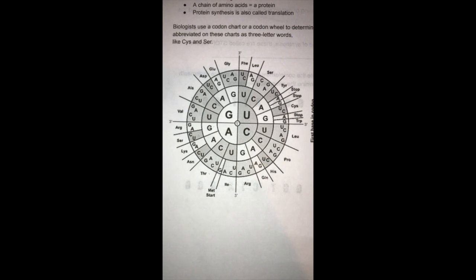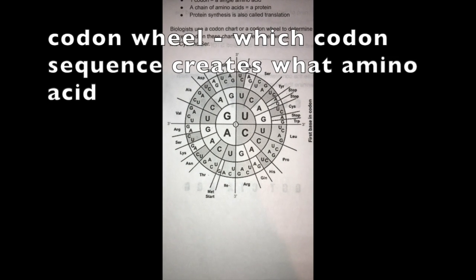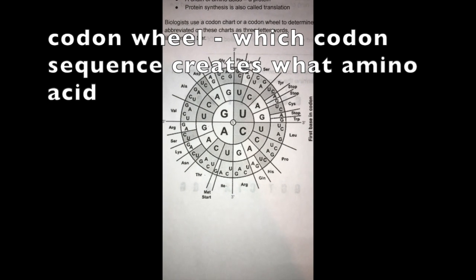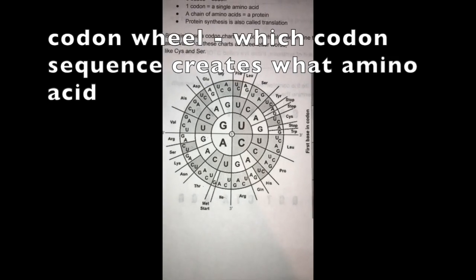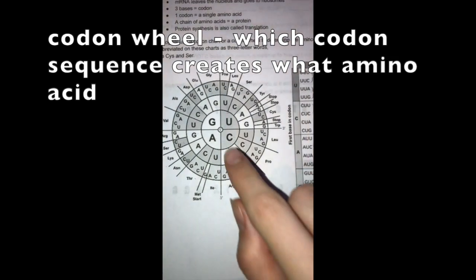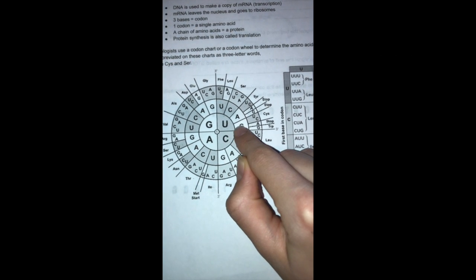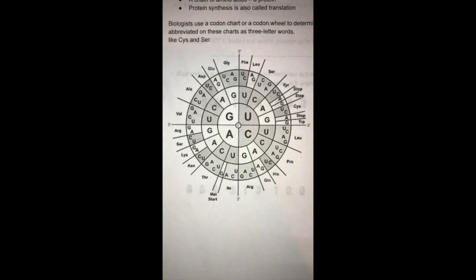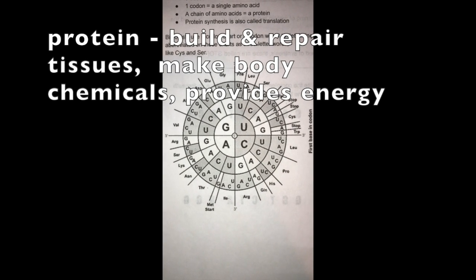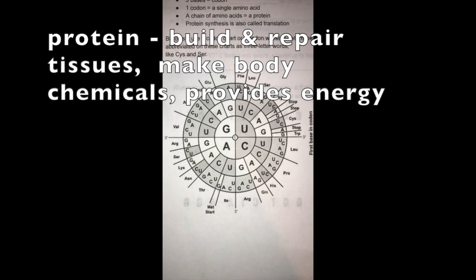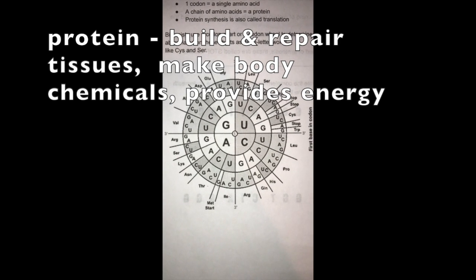The last and final thing that you need to know for protein synthesis is the use of the codon wheel. It is used to tell us what amino acids come from the triple codons that the ribosomes read. So UCC would create a different amino acid than UGU. And when those amino acids come together, they create the proteins that are in all of our bodies and make up the muscles and give us energy for living our lives. And that's protein synthesis.